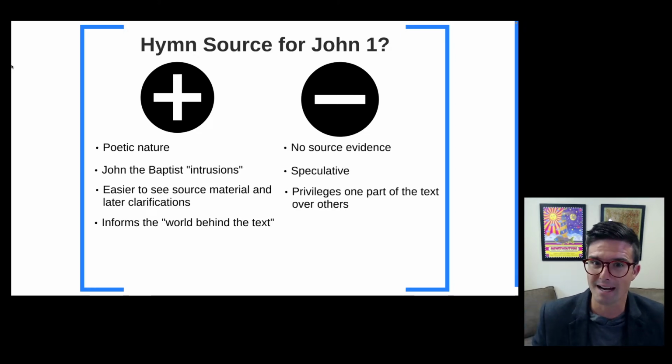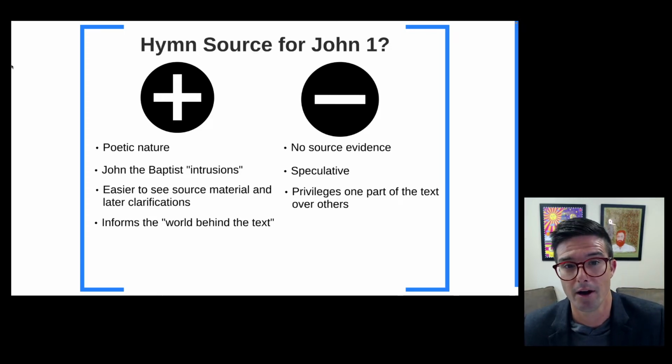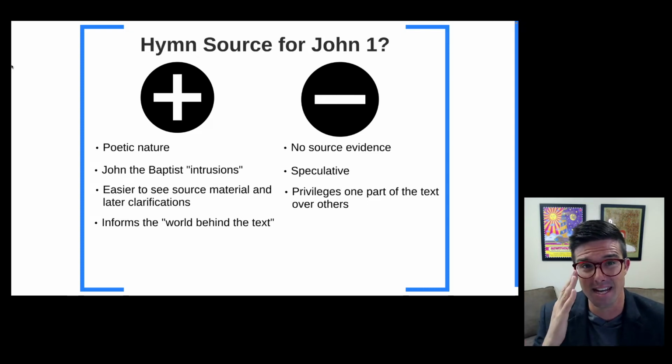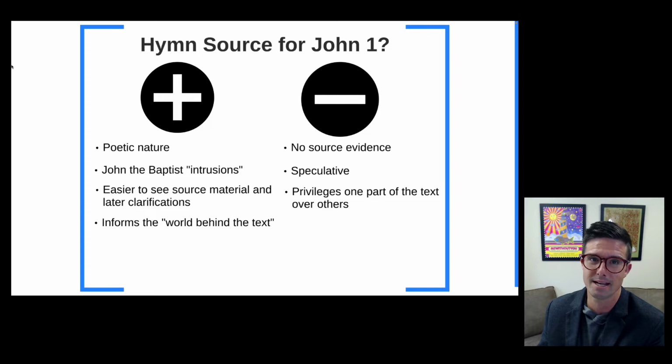The drawbacks to this approach is we have absolutely no source evidence to suggest that we have different developments of this hymn, or that we had an original hymn that was later added to. So there is no cases of John chapter 1 that don't have those intrusions about John the Baptist. So in this way, this is a speculative endeavor. It's looking at the final form of the text and cutting things out based on the fact that we think, or Raymond Brown thinks, that they feel like intrusion. So there's no hard and fast evidence.